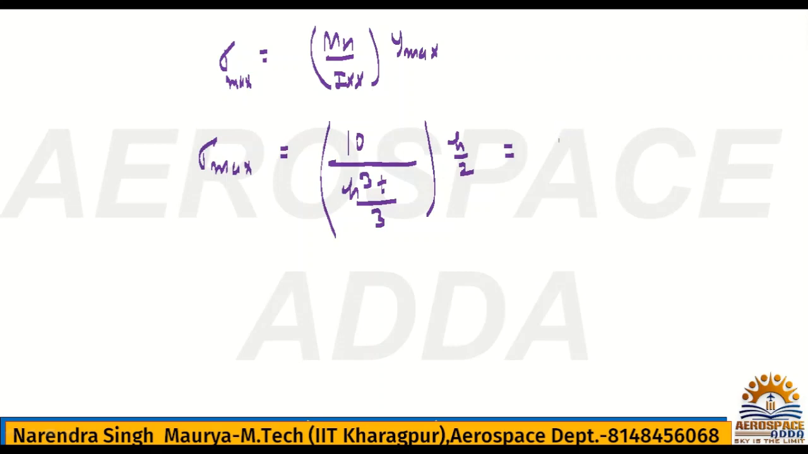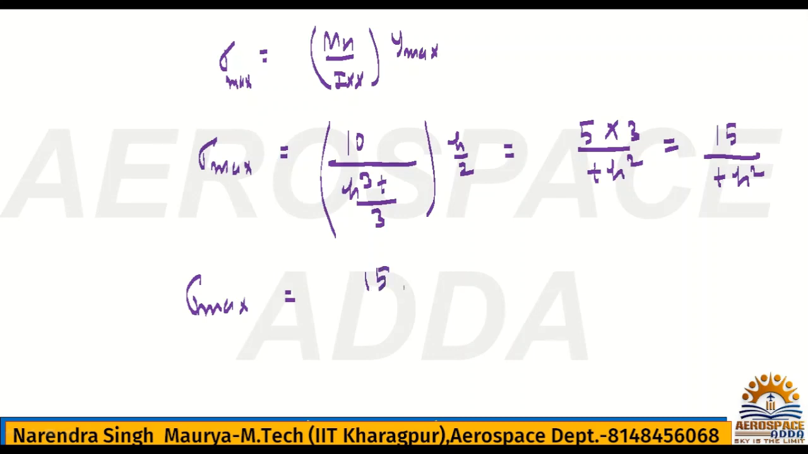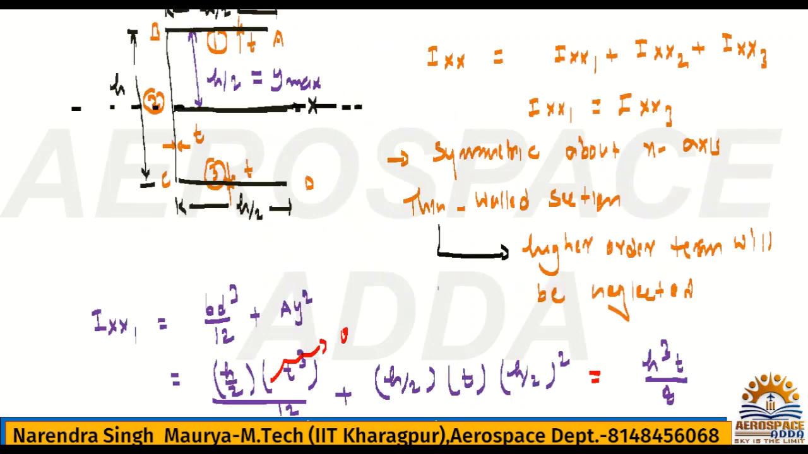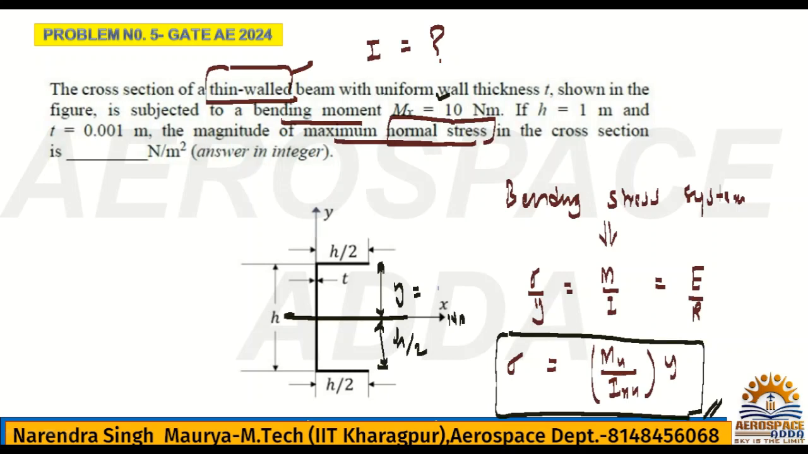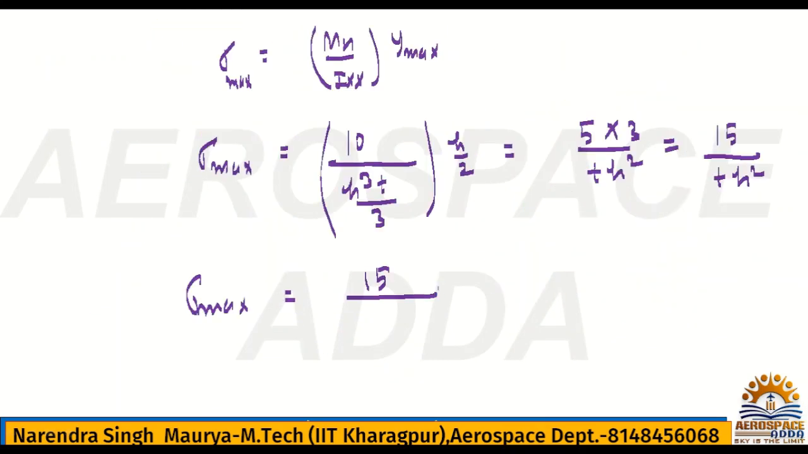It's a simple one. 2, 2, it's a 5. You can say H, 1 will be cancelled out, 3 will come in numerator, and here it is TH square. Okay, 15 divided by TH square. What is the sigma max? It's a 15. What is the thickness? Check. Thickness is 0.001, and what is the H1? It's 0.001 into 1 square. So ultimately it will be 15 into 10 to power 3.